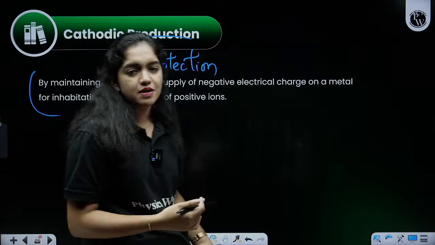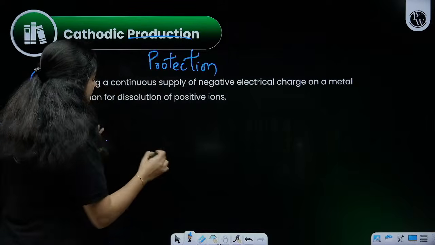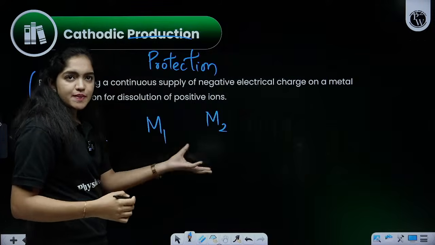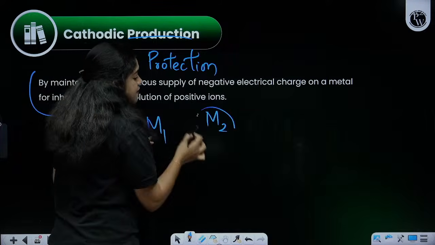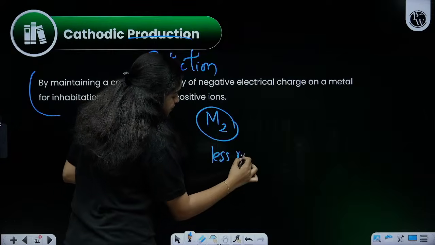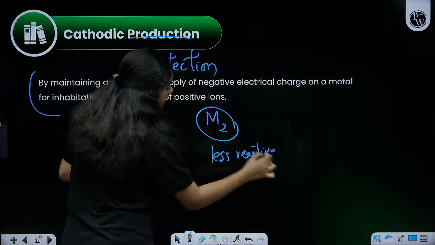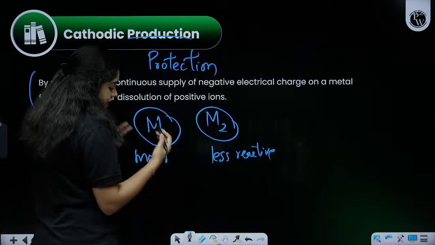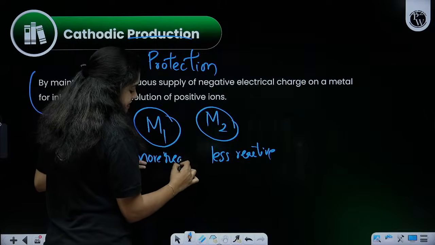Cathodic protection, that means anode. For example, we have two metals, metal 1 and metal 2. We want to save metal 2. Listen here, metal 2 will be less reactive, and metal 1 will be more reactive. We are taking two metals. Metal 1 will be more reactive and metal 2 will be less reactive.